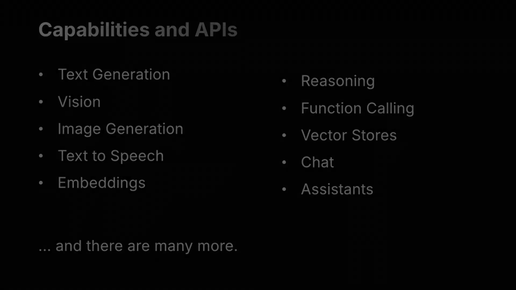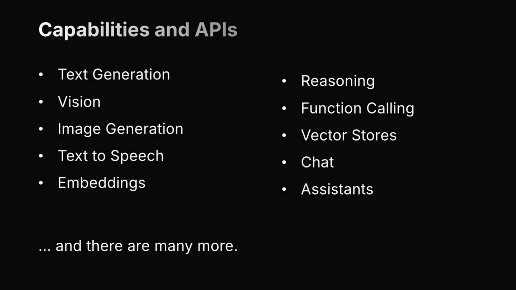Alright, now let's see the capabilities and APIs. First one is text generation, second, vision, third, image generation, fourth, text to speech, fifth, embeddings, sixth, reasoning, seventh, function calling, eighth, vector stores, ninth, chat, tenth, assistants, and there are many more.